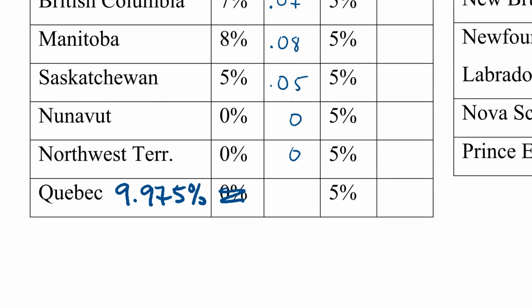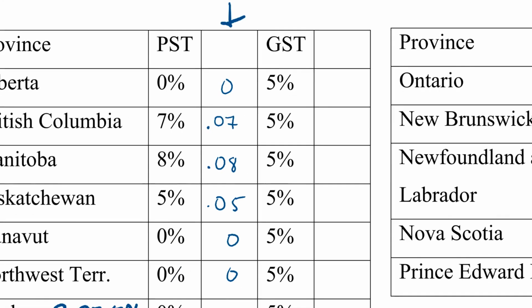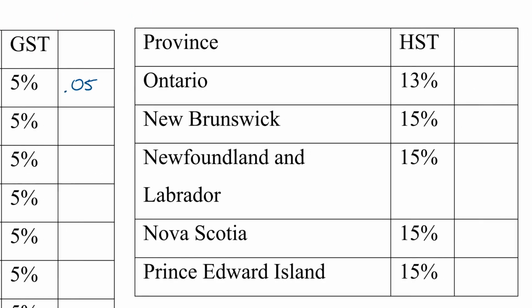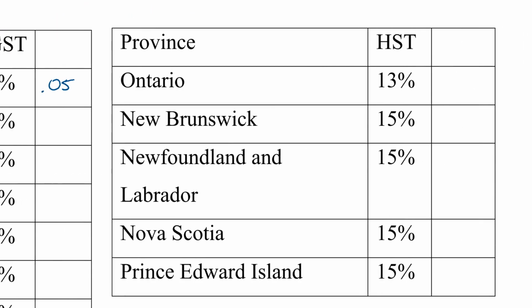Now the 9.975%, we move it over here, it's 0.0975. Okay, now for GST, it's 5% every place, so that would be 0.05. And we don't have to do that a whole bunch of times, it's always the same. Now these are the list of provinces that have a harmonized sales tax. So Ontario, they added together.